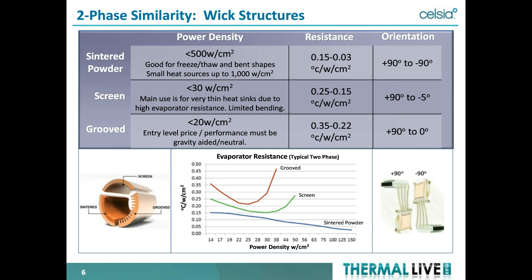So the sintered wick is good for high power densities. It generally has fairly low thermal resistance, and it works in any orientation. If you look at a screen wick, it won't handle as much power density, in fact relatively low, less than 30 watts per square centimeter. The nice thing about a screen wick is that it's used when you need a higher Q max. It will move more liquid in a horizontal application. And groove is just really the lowest cost structure you can make.